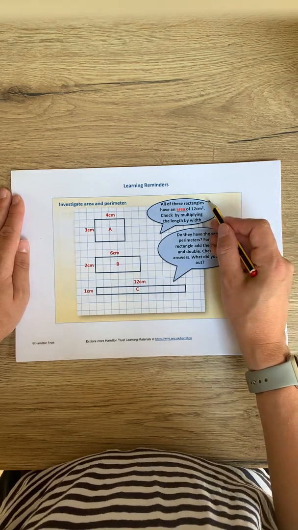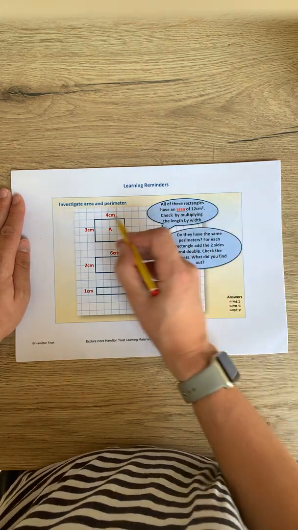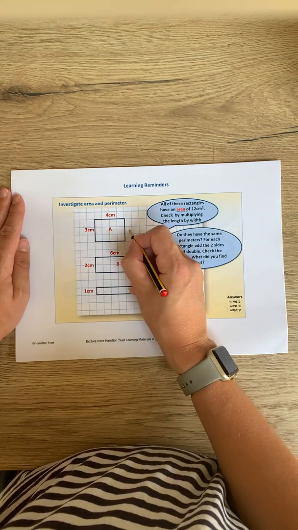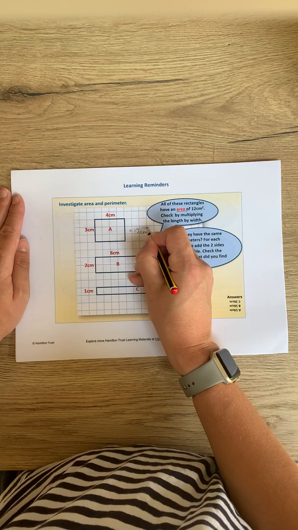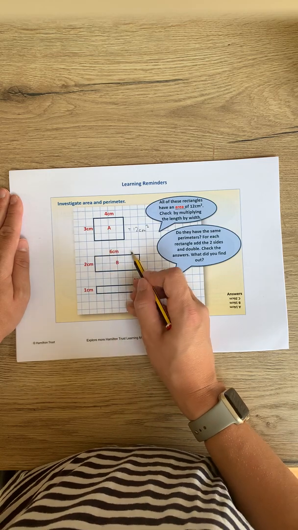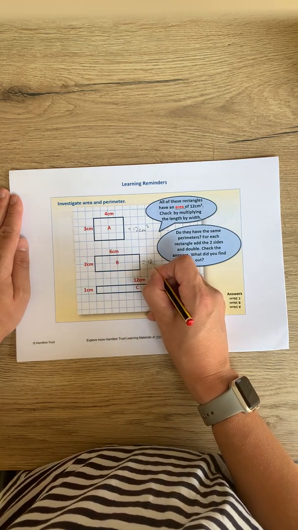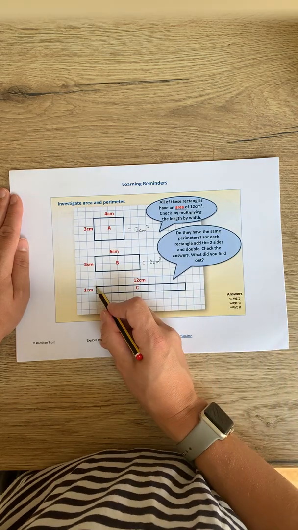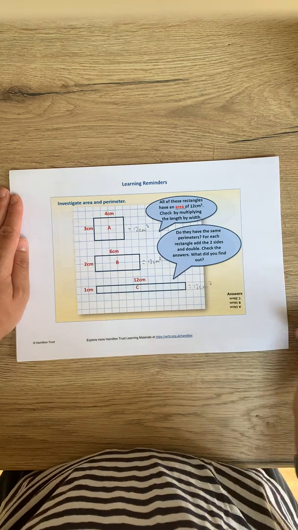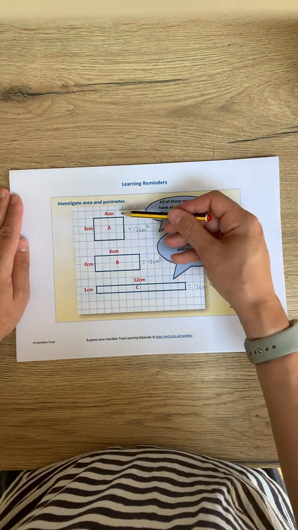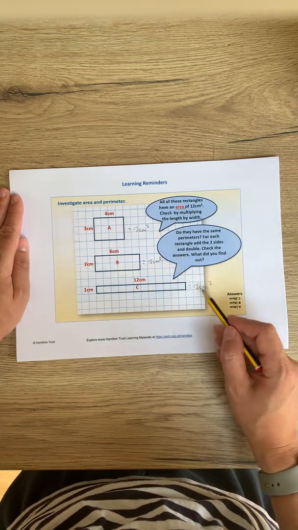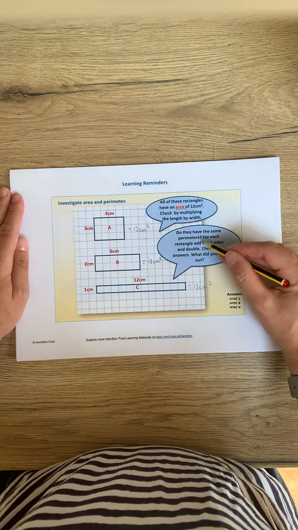So we know we can work out the area by multiplying the length by the width. So 3 multiplied by 4, we know is 12 centimetres, and squared shows that it's the area of something. We've got 2 multiplied by 6 again is 12 centimetres squared. And finally, 1 multiplied by 12 is 12 centimetres squared. So all of these rectangles have an area of 12 centimetres squared, and if we counted up the squares, they would all equal 12. However, do they have the same perimeters?